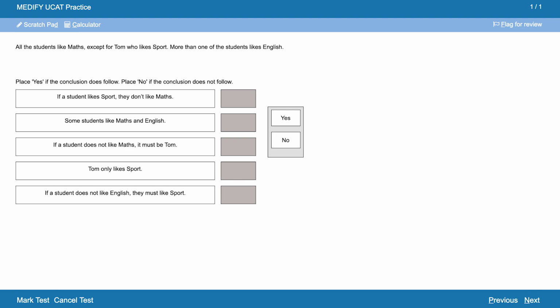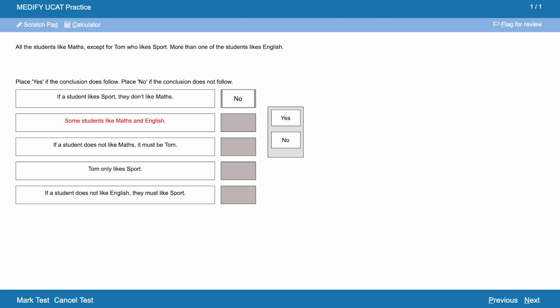So the first one says, if a student likes sport, they don't like maths. In the stem we can see that Tom likes sport but he doesn't like maths. However, the information doesn't say that if anyone else likes sport, they also don't like maths. So here the answer is no.